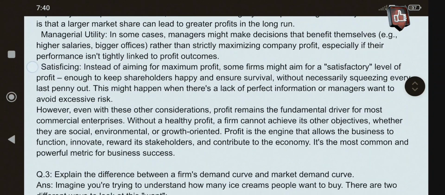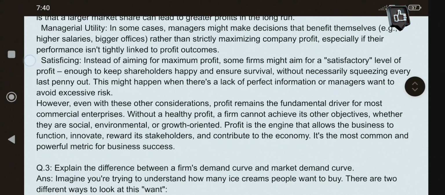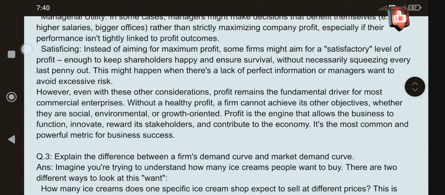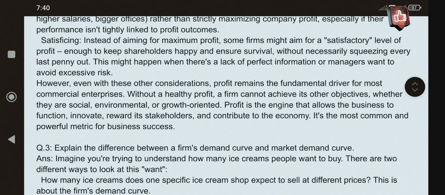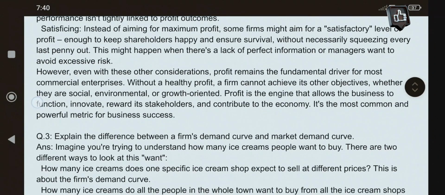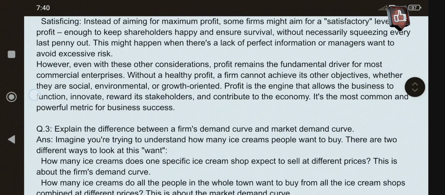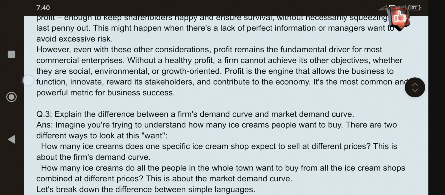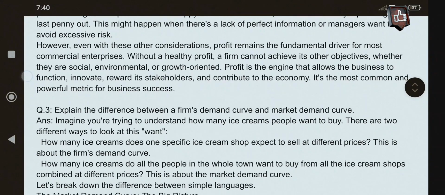Managerial utility. In some cases, managers might make decisions that benefit themselves, e.g., higher salaries, bigger offices, rather than strictly maximizing company profit, especially if their performance isn't tightly linked to profit outcomes. Satisficing. Instead of aiming for maximum profit, some firms might aim for a satisfactory level of profit, enough to keep shareholders happy and ensure survival, without necessarily squeezing every last penny out. This might happen when there's a lack of perfect information or managers want to avoid excessive risk.